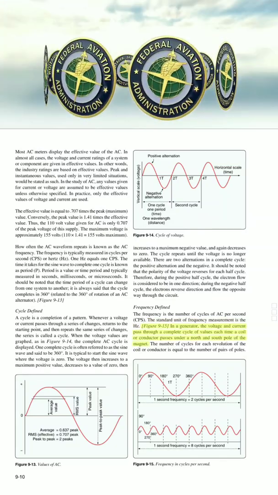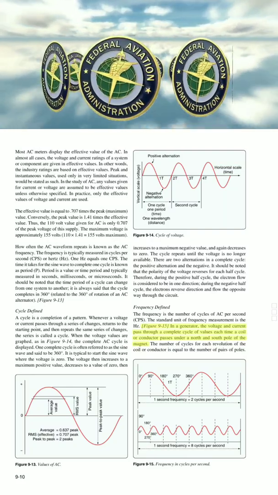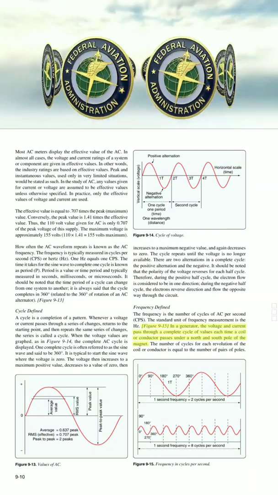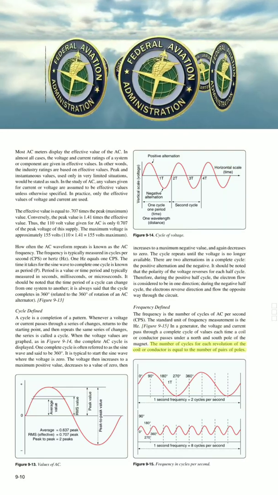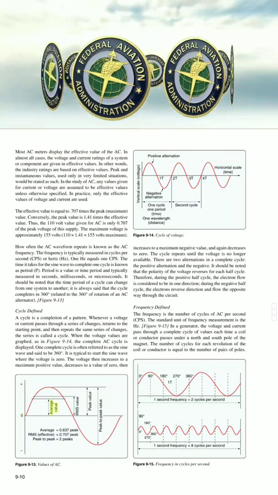Figure 9-15. In a generator, the voltage and current pass through a complete cycle of values each time a coil or conductor passes under a north and south pole of the magnet. The number of cycles for each revolution of the coil or conductor is equal to the number of pairs of poles.